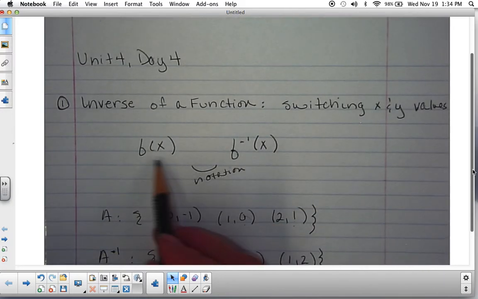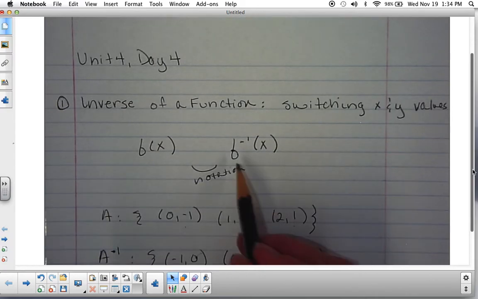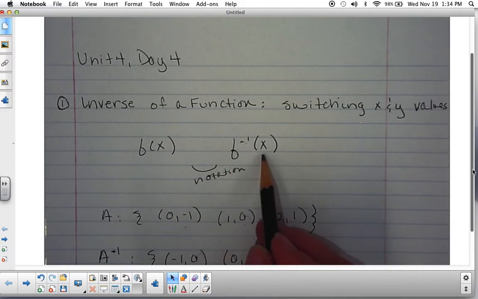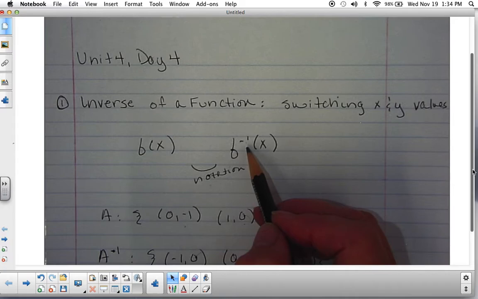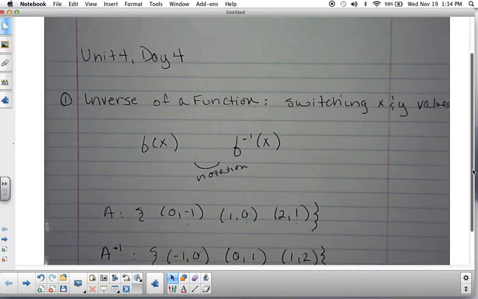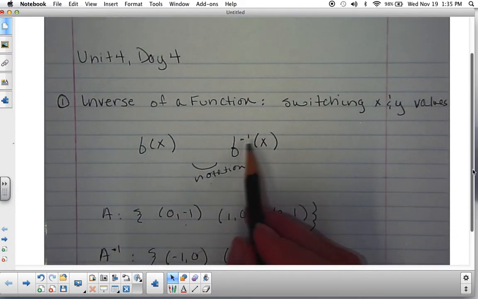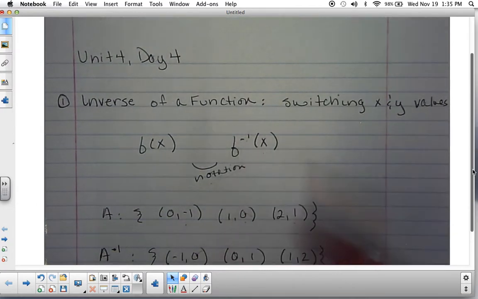If the original function is f of x, it's written as f with this little -1, which would be read f inverse of x. This is the notation. Recognize that this is not an exponent. You can't go to your calculator and type in a little power of -1. It's just how they write something if it's an inverse. They put a little -1 up there to indicate that.